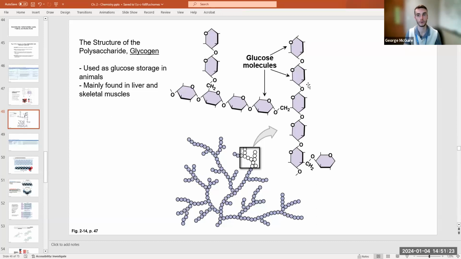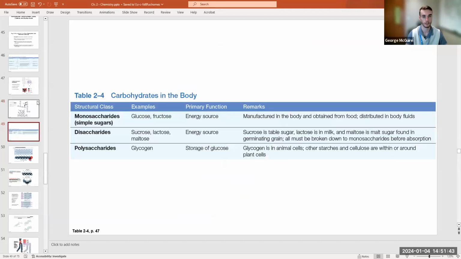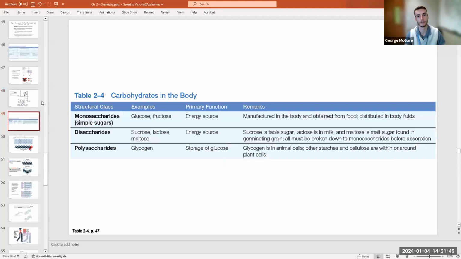Carbohydrates are also the only fuel that can be used, or I don't know if I'm phrasing that well. So let me put it a different way. Red blood cells and neurons rely extremely heavily on glucose, on carbohydrates as their energy source. They cannot use anything else. So carbohydrates are particularly important for our red blood cells and for our neurons.